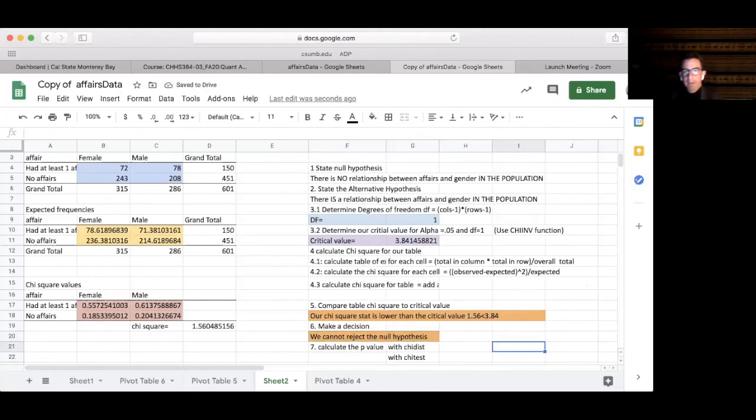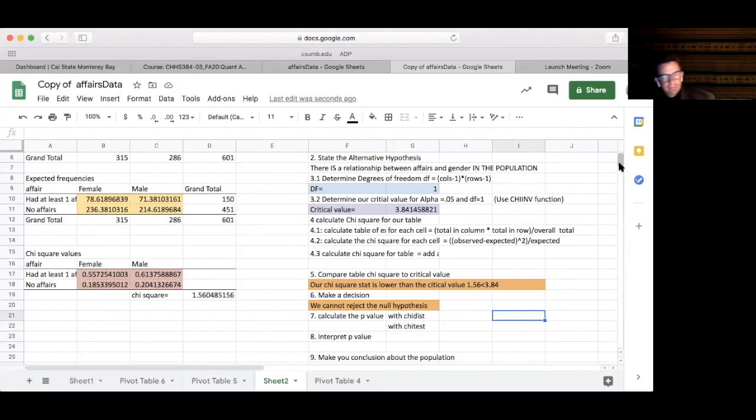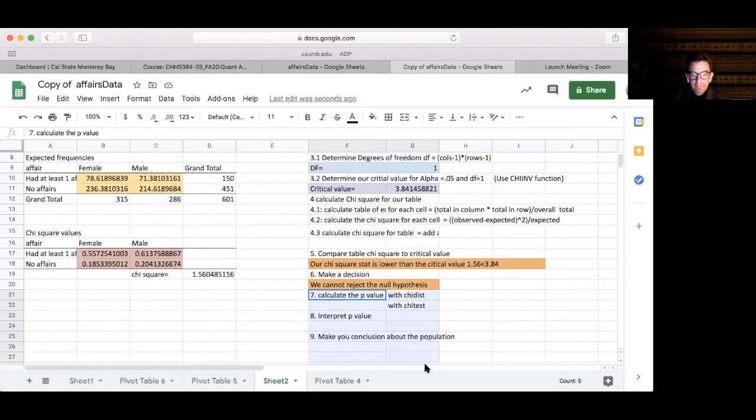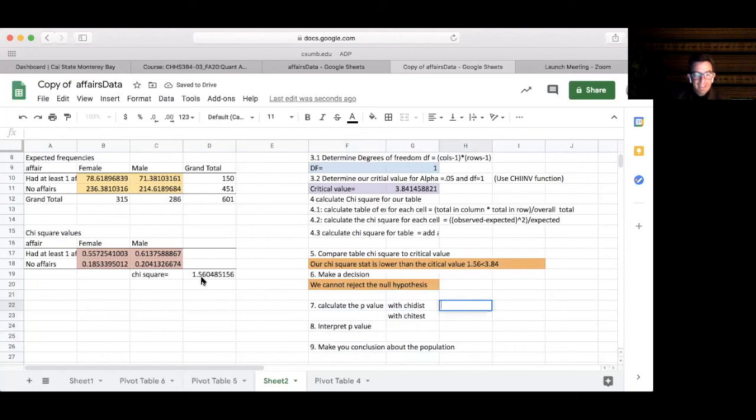Okay. Now, why is it that we couldn't reject the null? Because we would be pretty likely to get a number of 1.56 from samples that came from a population where there's no relationship. So we can't really reject that hypothesis, but we can actually calculate that probability, right? That's the p-value. So let's calculate the probability that we would get a number as high as this if we were sampling from a population where there is no relationship.